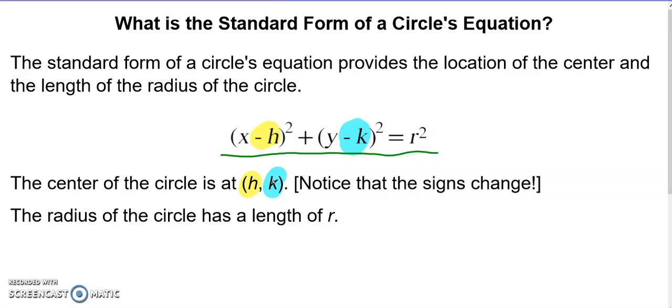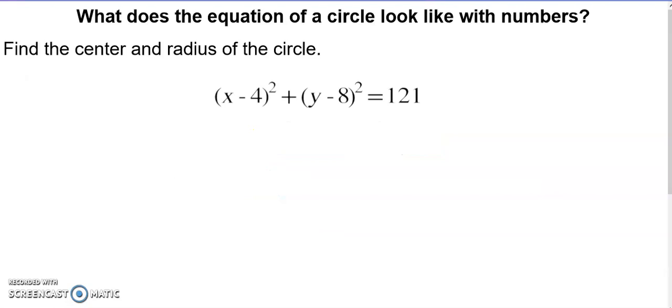And then the radius of our circle is going to be located at r. The equation does not give us r, it gives us r squared. So we're going to have to square root whatever that number is, and that's all it's going to be, a number. So let's see how that looks with numbers.